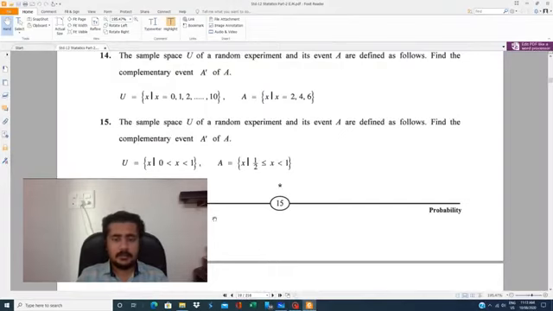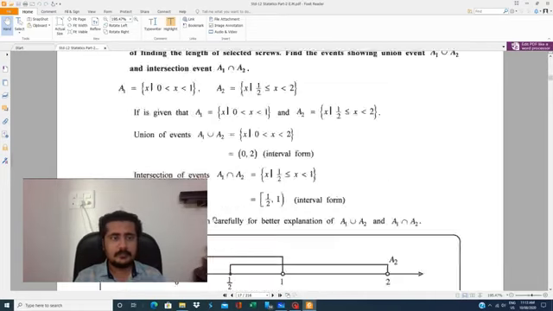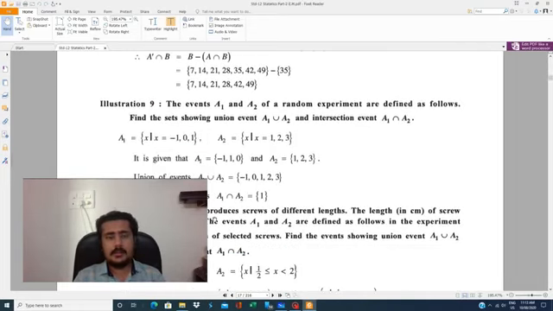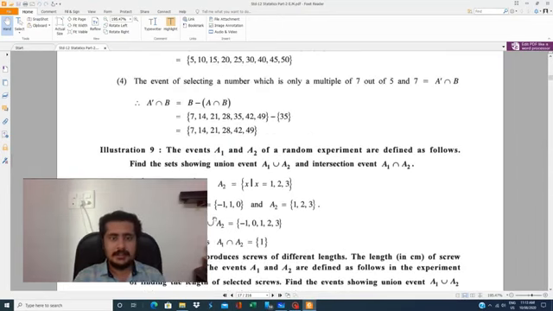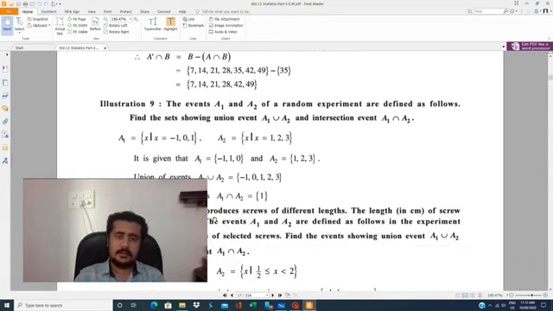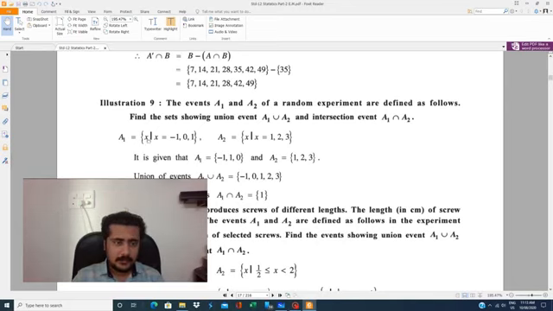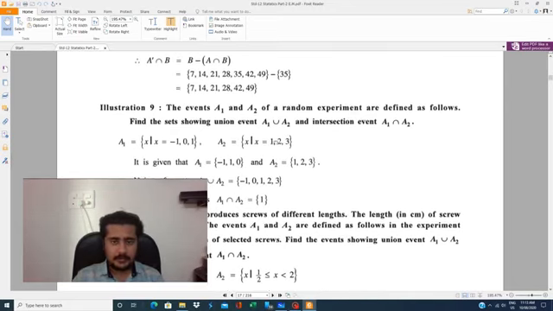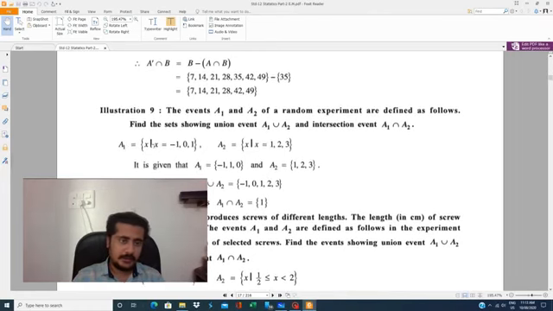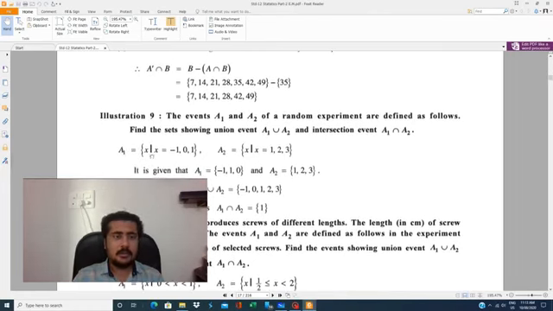So we have completed this exercise 1.1. In the sequence of illustrations, we have completed the 8th illustration as of now, and we'll be doing illustration number 9. The events A1 and A2 of the random experiment are defined as follows. Find the set showing the union event A1 union A2 and the intersection event A1 intersection A2. This part belongs to the question itself, though they have not made it bold.